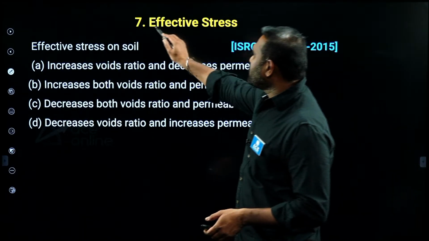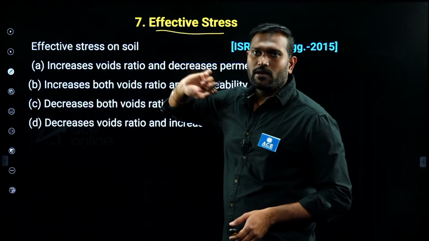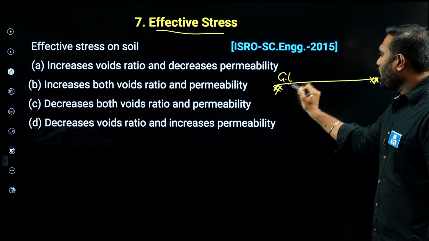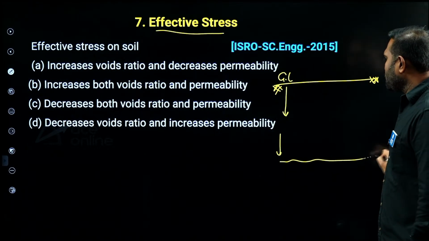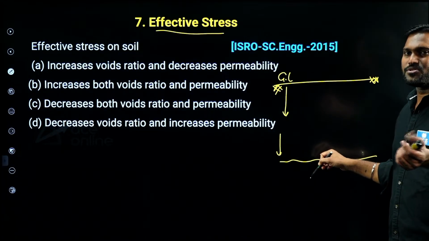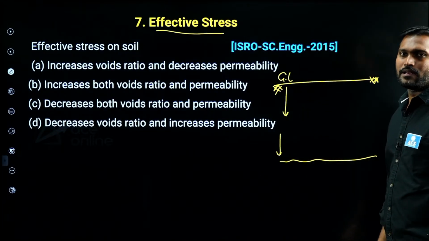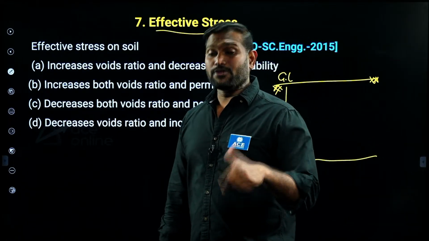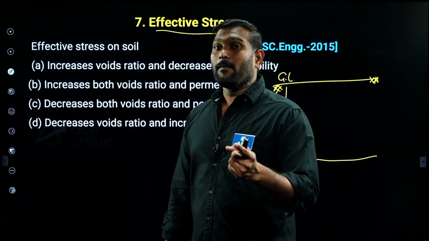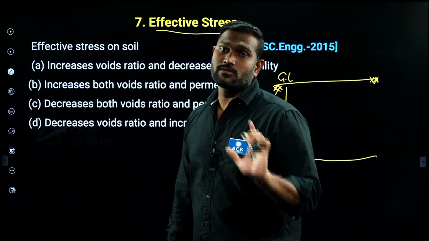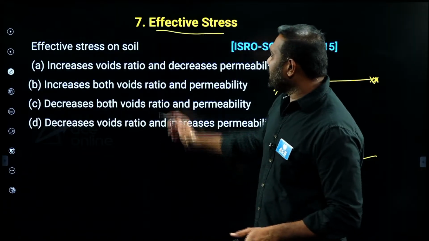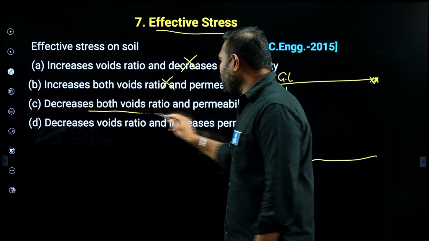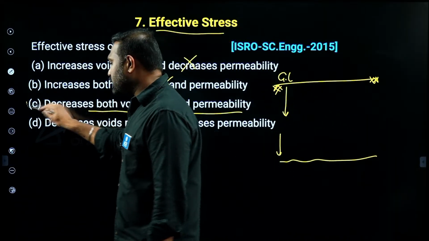Now come to chapter number 7, effective stress. Effective stress on a soil. You see, below the ground level, as you go deeper and deeper, the effective stress is nothing but stress due to the self weight. As self weight of soil keeps on increasing, contact between particles will keep on increasing. When contact increases, effective stress increases, void ratio will decrease, and permeability of soil also will decrease. So it increases void ratio and decreases permeability? Nope. It decreases both void ratio and permeability. So the correct answer is option C.